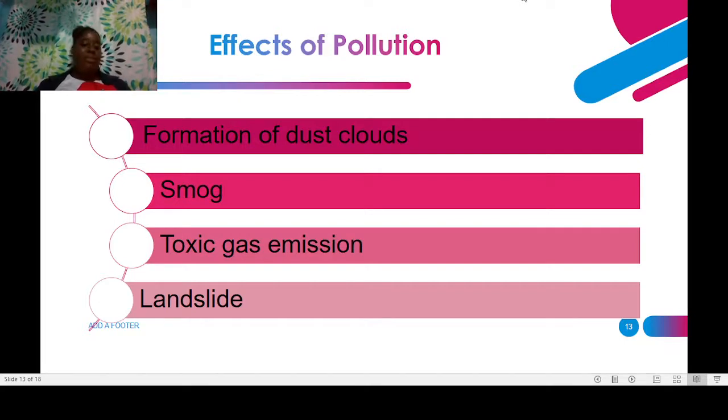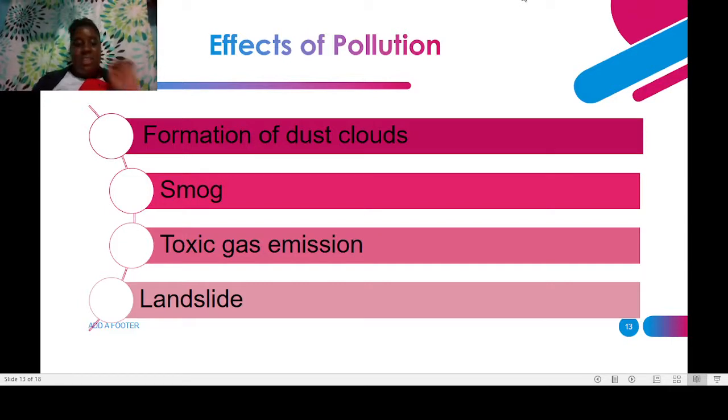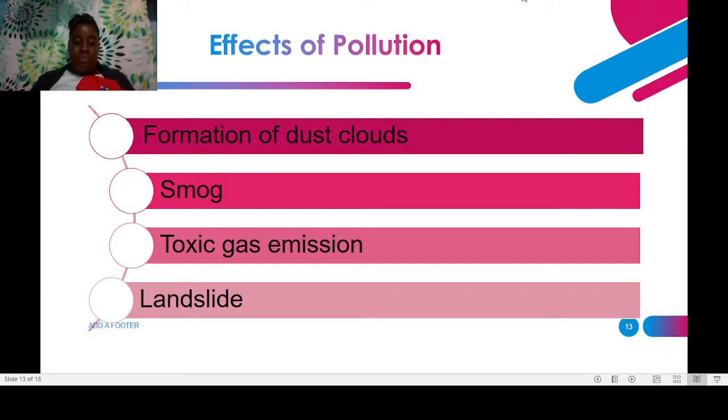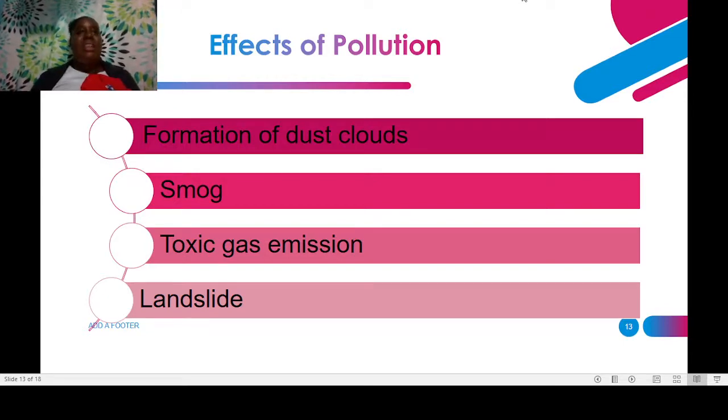Okay, next we have toxic gas emissions, right? And toxic gas emissions would come from vehicles and factories. Okay, next we have landslide. Landslide is an effect of pollution. Okay, so we would have identified 4 effects of pollution.